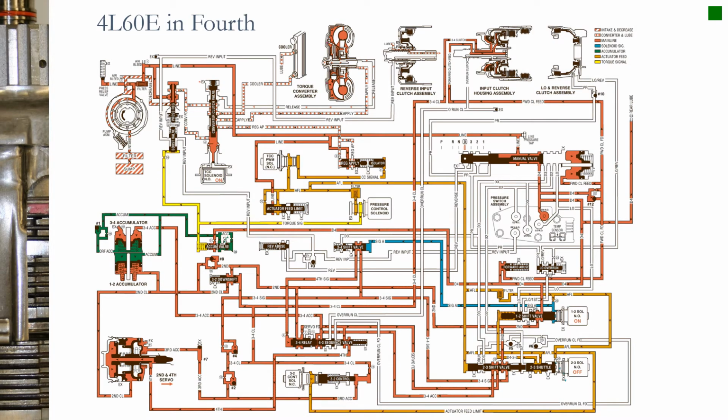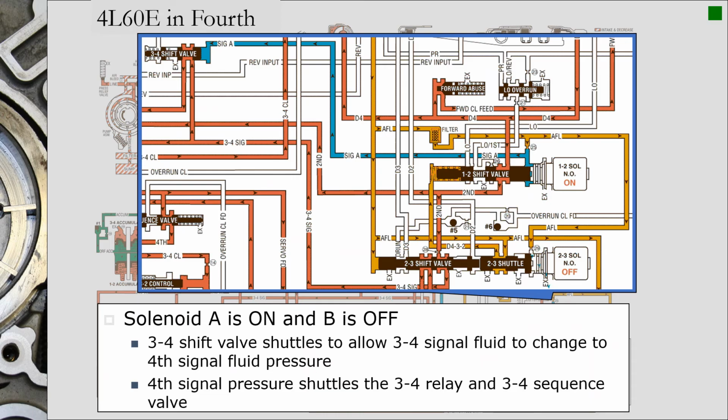Here's the complete schematic for 4th gear, and we'll look at what's happening in the 3/4 accumulator, what changed in our accumulator, or our servo assembly, and we'll see how our shift solenoids changed, because our 1/2 shift solenoid now turned on. That actually kind of shuttled our 3/4 shift valve, and we'll talk about that a little bit. Looking at our shift solenoids, what changed is the 1/2 shift solenoid turned on.